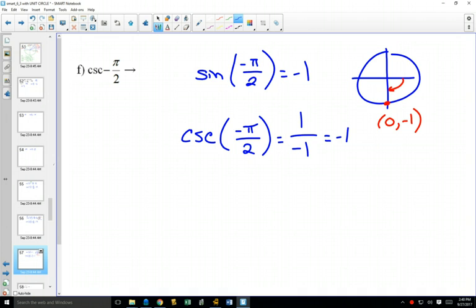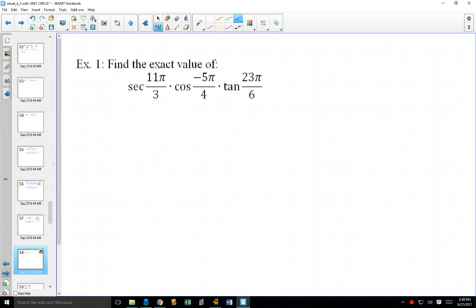Now, typically on an exam, these questions don't come up just as a single, figure out one of them. They put all three of them, put many of them together and get you to add, subtract, multiply, divide. So this question, and I'm going to do it in 3 different colors, we're going to figure out what secant of 11 pi over 3 is.